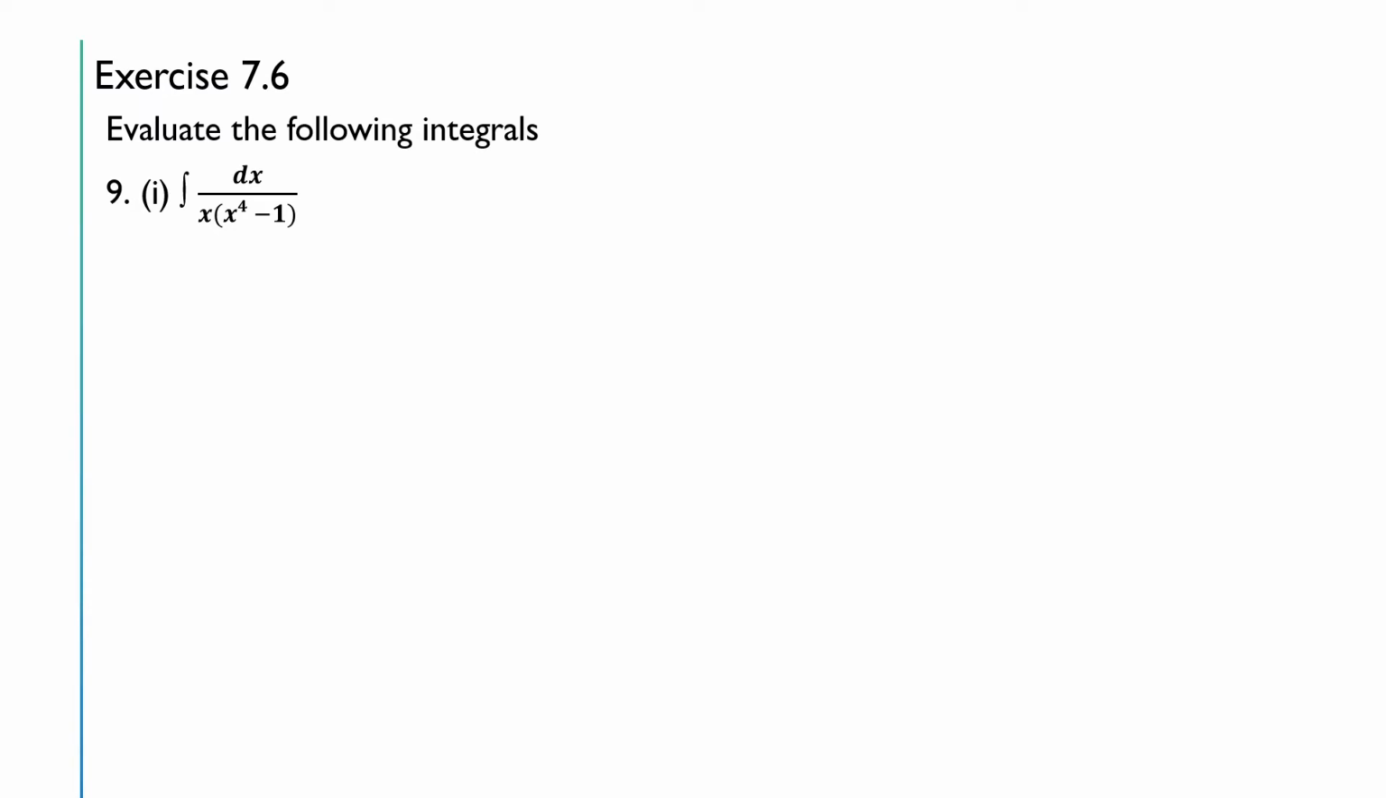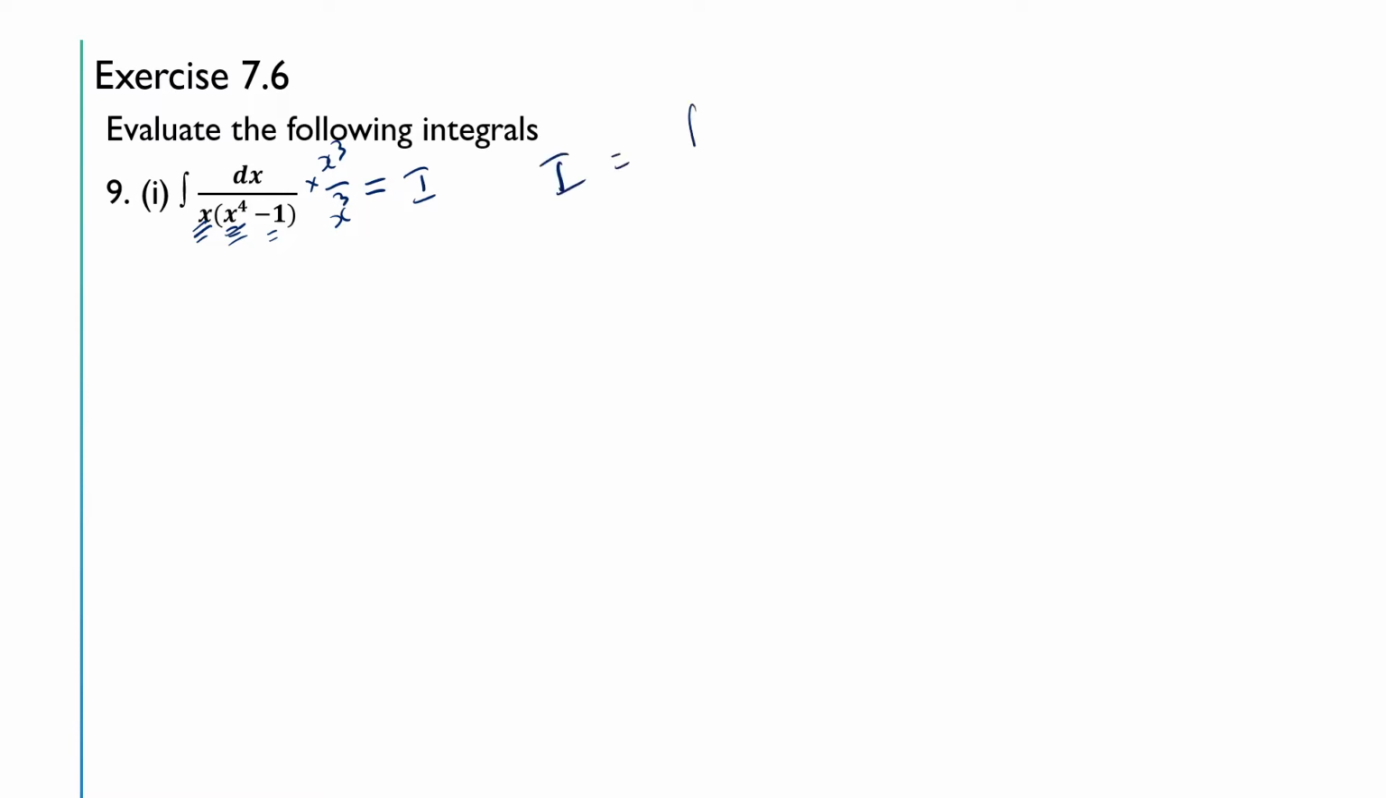The ninth question, integral dx by x into x raised to 4 minus 1. Let us take the given integral as equal to I. When we have integrals of this type, we have to make these two terms of the same degree. So we have to multiply and divide by x cube. If we multiply and divide by x cube, in the numerator we will have x cube dx and in the denominator we will have x raised to 4 into x raised to 4 minus 1. So we can do the substitution x raised to 4 equal to t and then proceed.